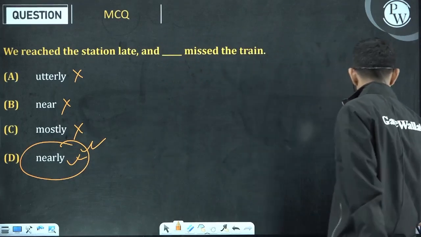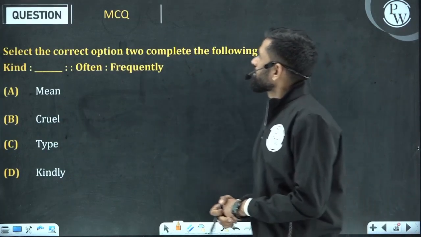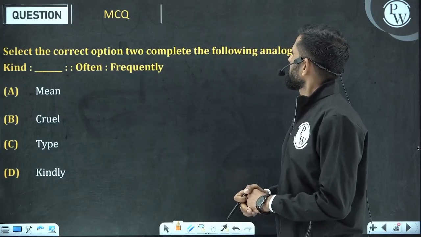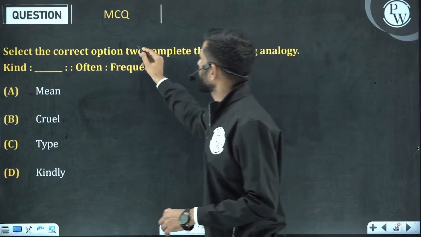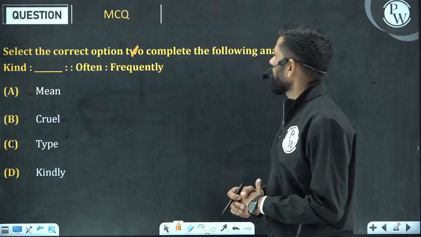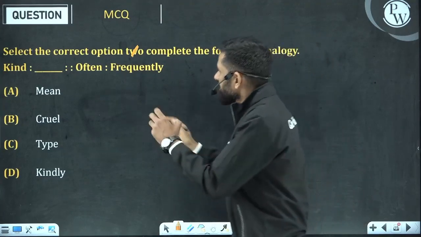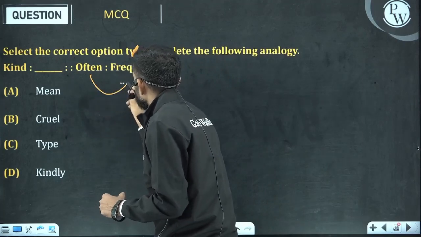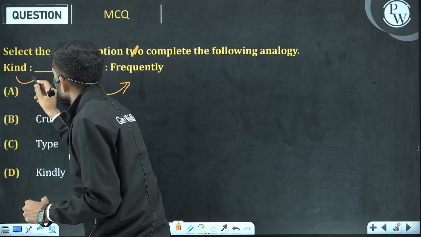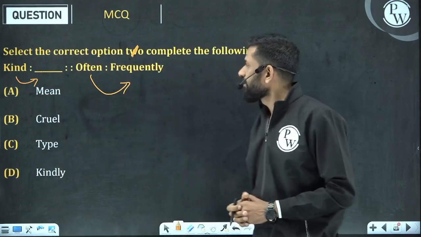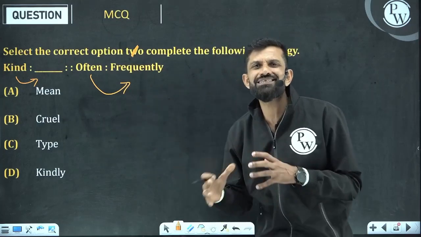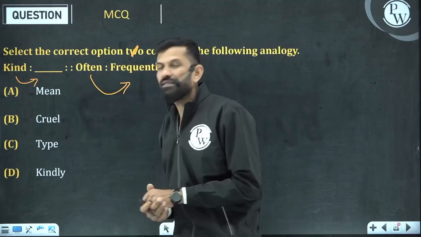Moving to the next question over here. Select the correct option to complete. Here it should be "to complete". It should not be "two". It is to complete the following analogy. So, it is a word analogy. The relationship that often has with frequent, the same relationship kind will have with what? So, often and frequently both are synonyms. So, kind will be related.